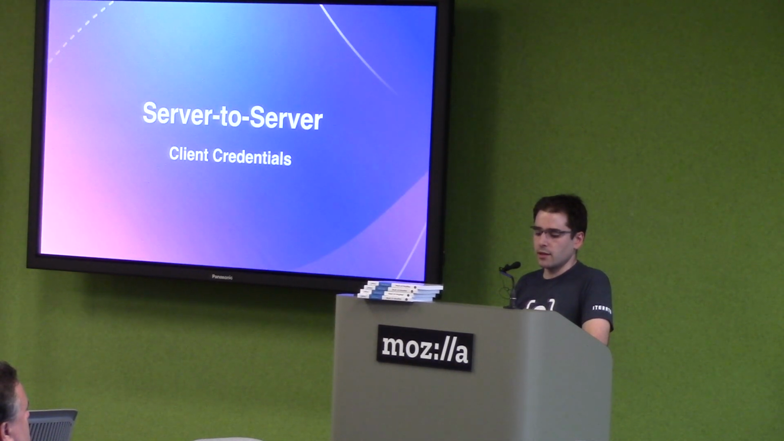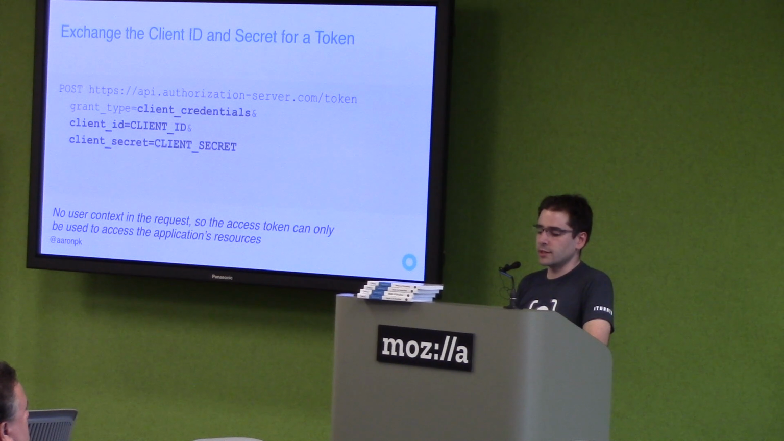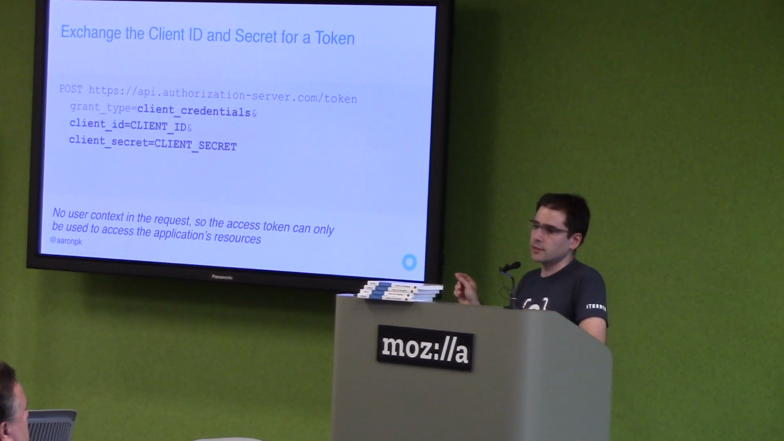The next flow is client credentials, which is meant for server-to-server communication. This one's even shorter. It's just these 3 parameters in the request. You send the grant type and then the client ID and the client secret, and you get back an access token. Note that there is no user mentioned in this because this is meant for server-to-server access where the app is accessing its own resources.